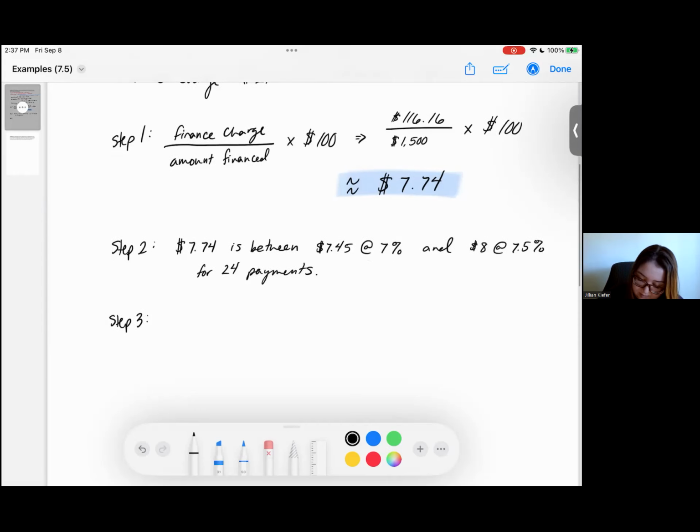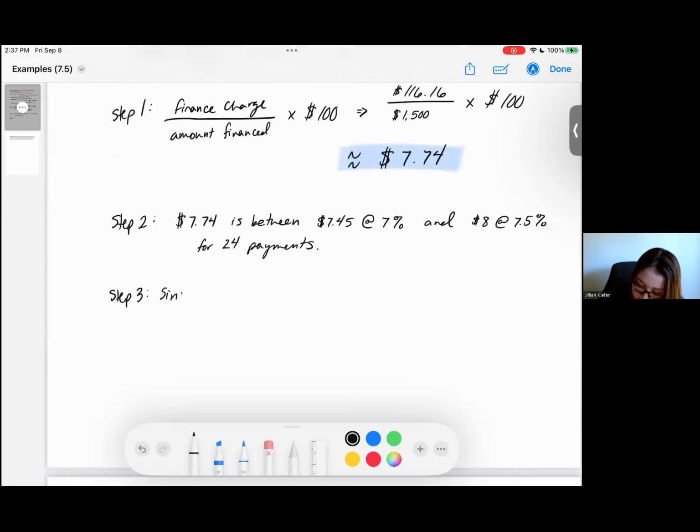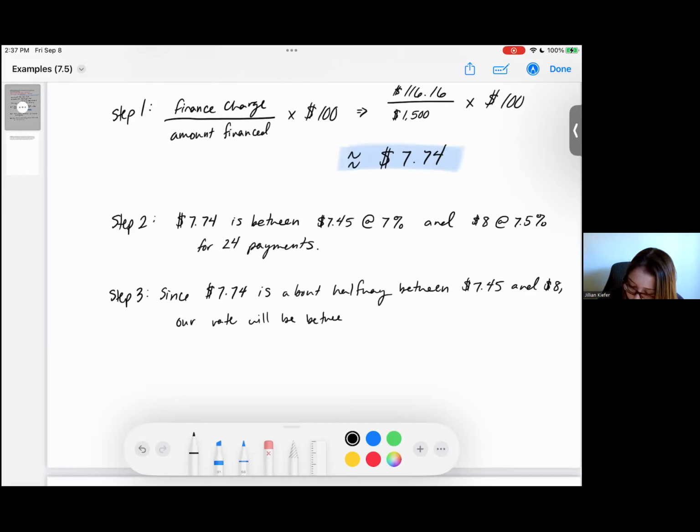So we can go ahead and write that out. Say since $7.74 is about halfway between $7.45 and $8, our rate will be halfway between 7 and 7.5%.